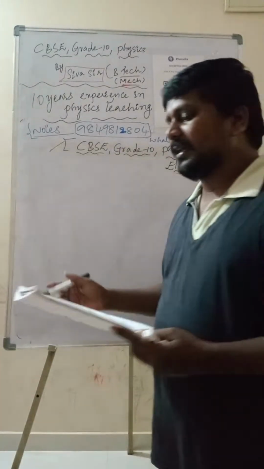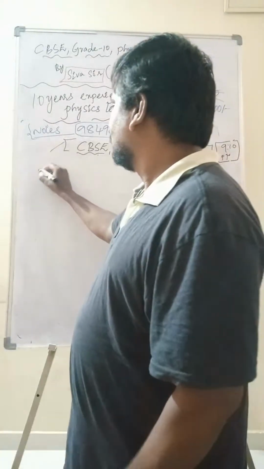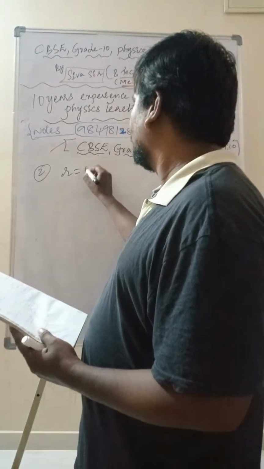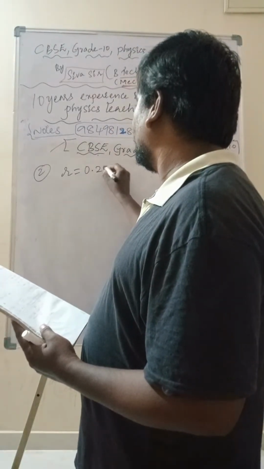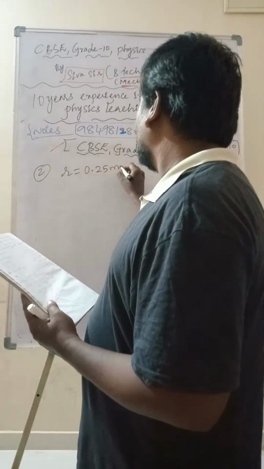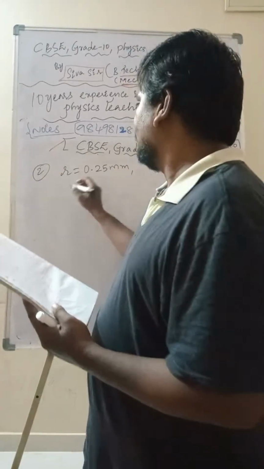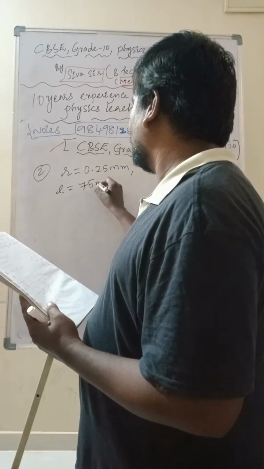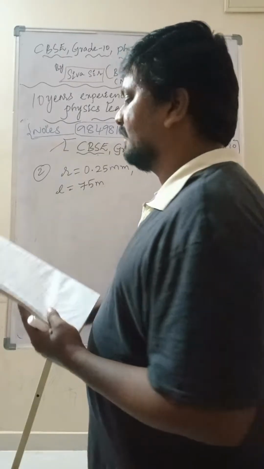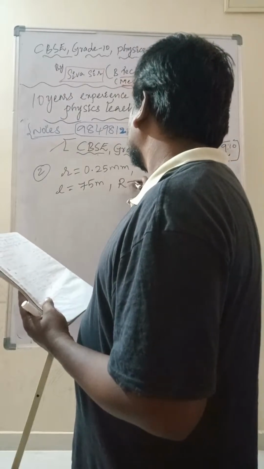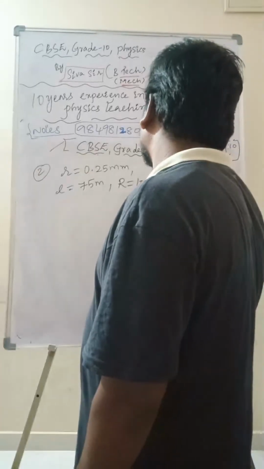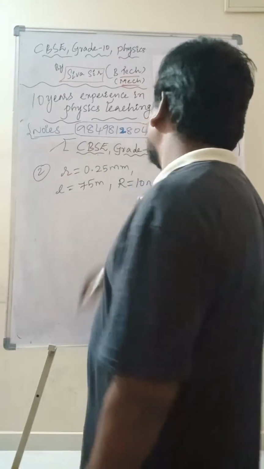Aluminium wire has radius given. In the second question, the radius is 0.25 mm, and the length is 75 meter. And the resistance of the wire is given, 10 ohm. Calculate the resistivity. So we have to find out the resistivity.